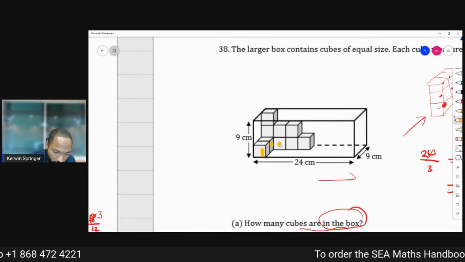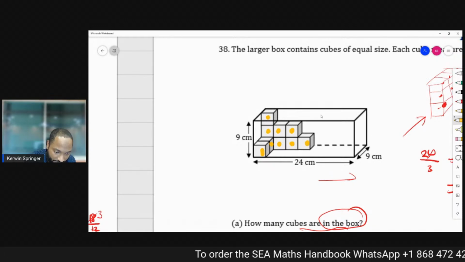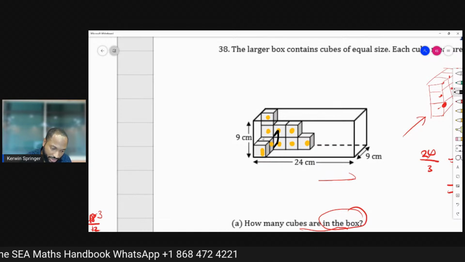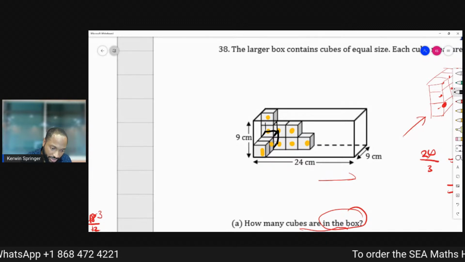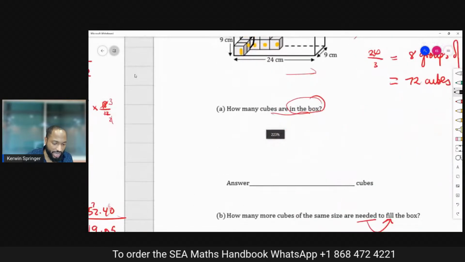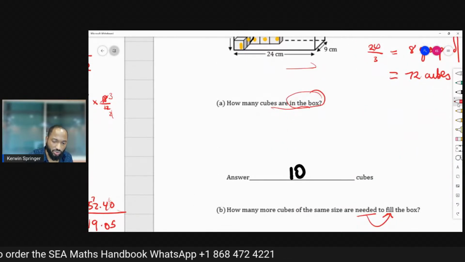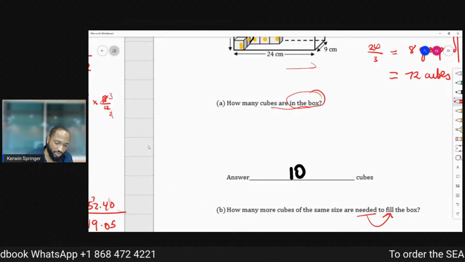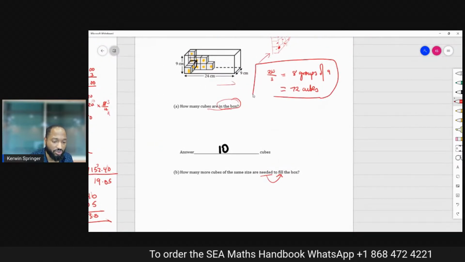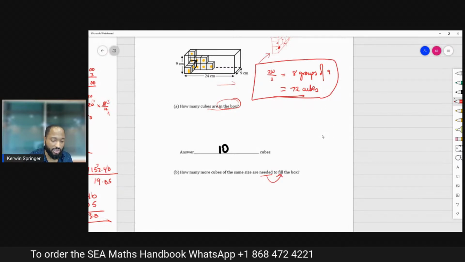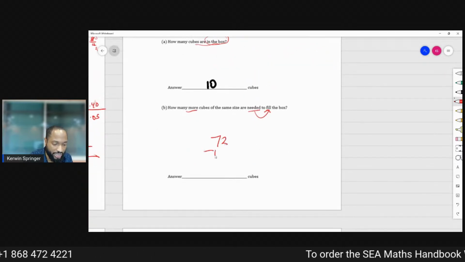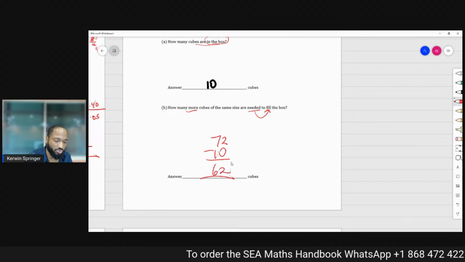1, 2, 3, 4, 5, 6, 7, 8, 9. But there's a cube that we're not seeing. There's a cube in the back here that we're not seeing. See that cube in the back there, right? That cube there would make 10. All right, so if they just want how many cubes are in the box, there are 10 cubes in the box. And that's very good. How many more cubes of the same size are needed to fill the box? Well, to fill the box, we already worked it out, 72 cubes to fill the entire box. But they want how many more? So it'll be 72 minus 10 already in the box. So this is going to be 62 more cubes.